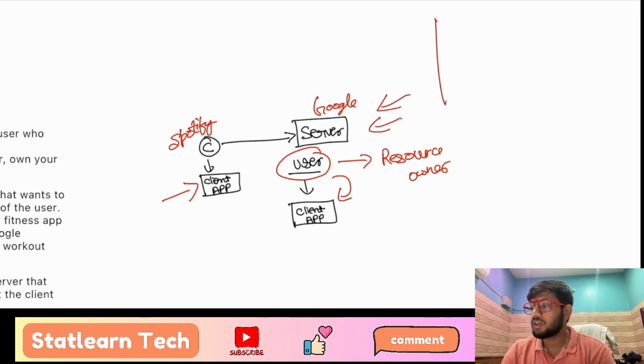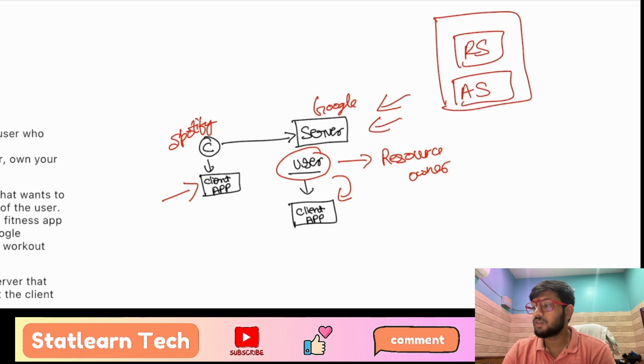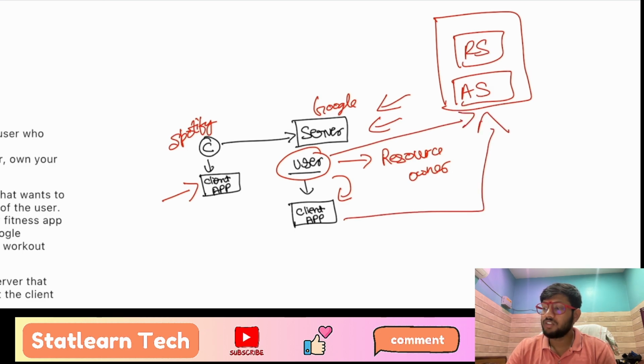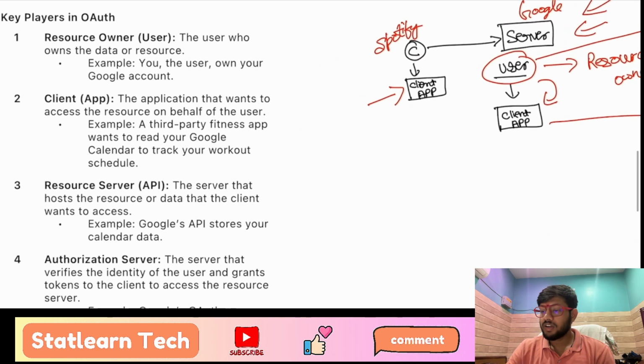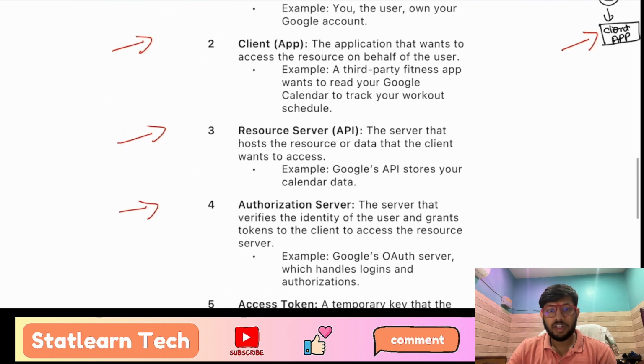So it will look something like this. It is the authorization server. It is also the resource server. Okay. So it is a big server which has the resource as well as the authorization. This user will be authorized using this authorization server. This client app will be authorized using this authorization server. Okay. So this authorization server is also very important.